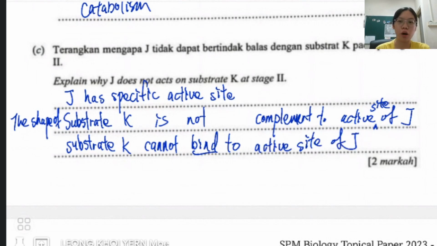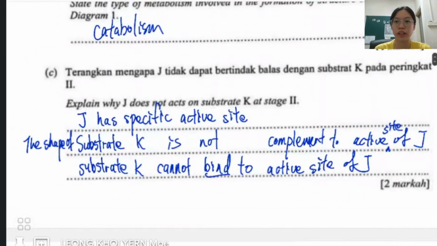Because they have to be complement with each other. Then they can only be bound together to form enzyme substrate complex and product will be formed. But this substrate K, basically the shape of it, it's not suitable with the active site of J.